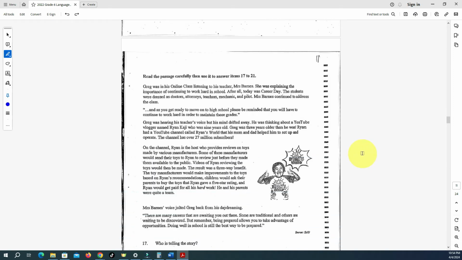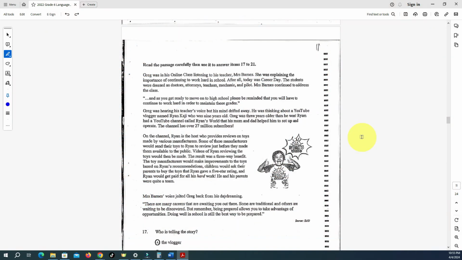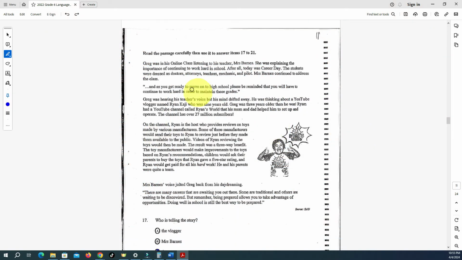All right, let's jump into 17 to 21 and we're going to read another passage. A lot of passages to read. Okay, so Greg was in his online class listening to his teacher, Mrs. Barnes. She was explaining the importance of continuing to work hard in school. After all, today was career day. The students were dressed as doctors, attorneys, teachers, mechanics, and pilots.